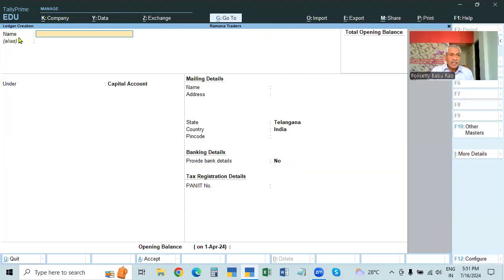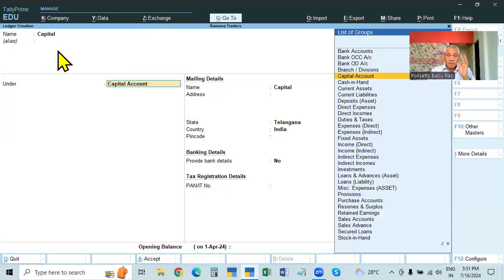Go to the create button, ledger creation. We will create capital, and it will be placed under the group Capital. That is the account of the proprietor, and drawings is also on the account of the proprietor. Both the capital account and drawings account fall under capital account, because in the balance sheet the drawings are reduced from capital. That is why both fall under capital account.